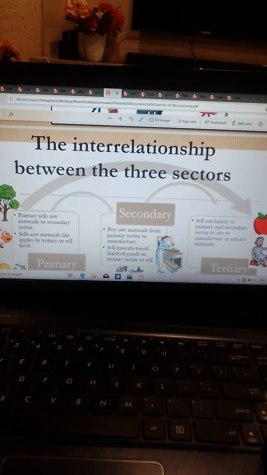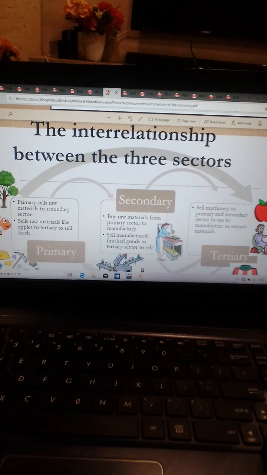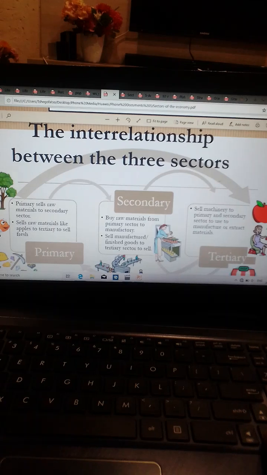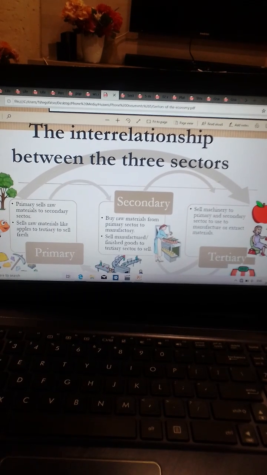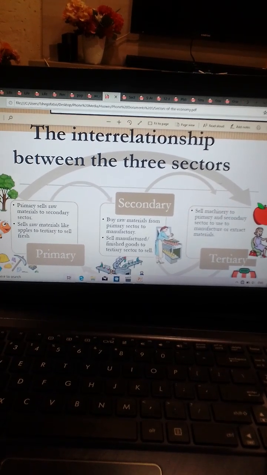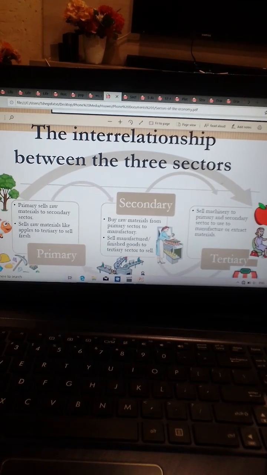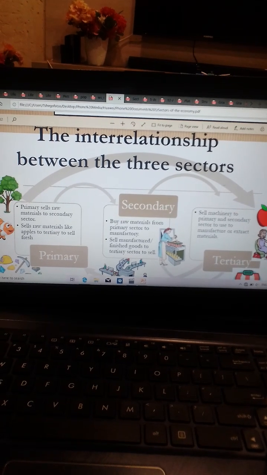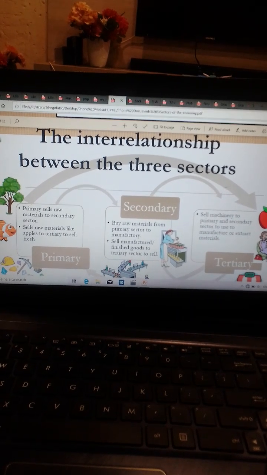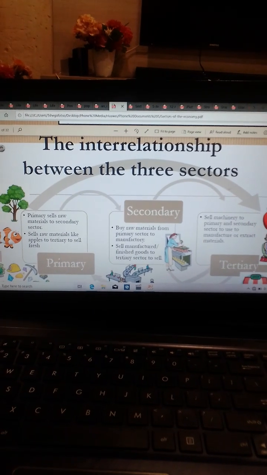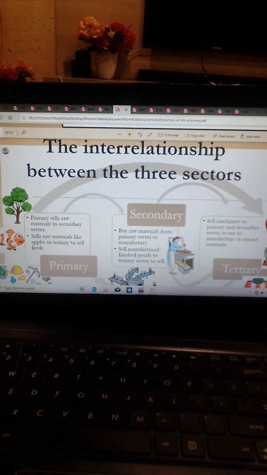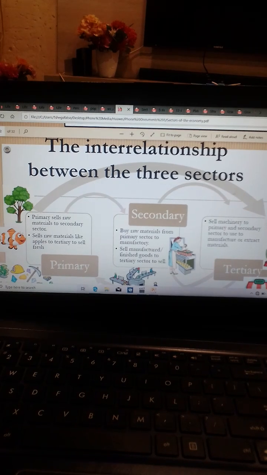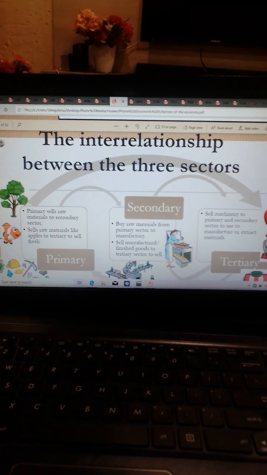So the interrelationship between the sectors. The primary sector sells raw material to the secondary sector. Raw materials are things that cannot be made by human beings. For example, green crops, such as, like I mentioned, mangoes and oranges. The secondary sector buys raw materials from the primary sector to manufacture. And then the secondary sector in turn sells manufactured goods or finished goods to the tertiary sector.